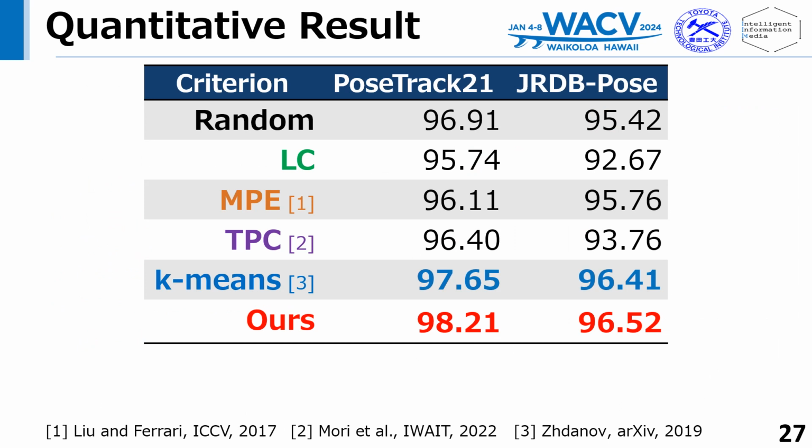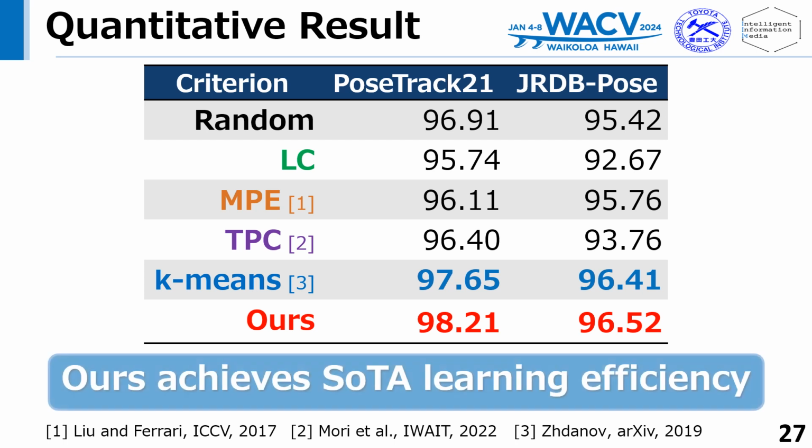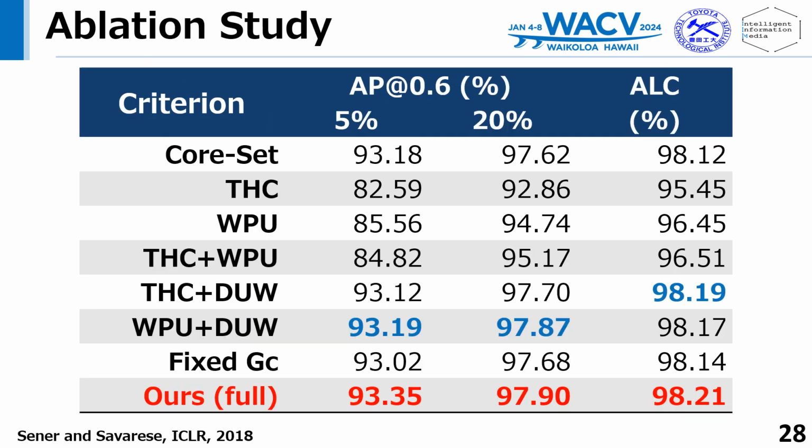The ALC values for both datasets are shown in this table. Our method achieves state-of-the-art learning efficiency compared to existing methods. The AP values for the labeling ratios of 5% and 20% and ALC values are shown in this table. This table demonstrates that each component of our method contributes to performance improvement.